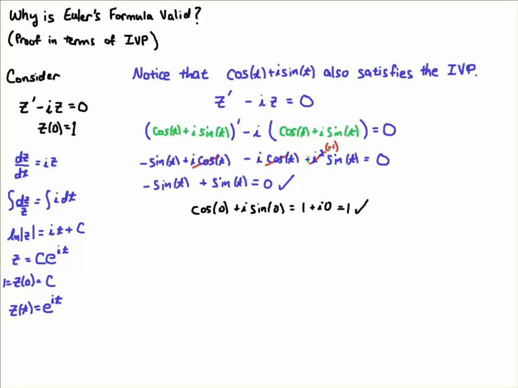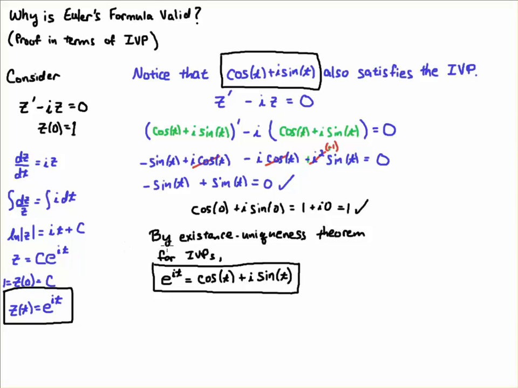And by the uniqueness theorem for initial value problems, the solution to this IVP must be unique. That means that what I have boxed in here, this proposed solution, must equal the solution we got from separation of variables. So if I put those together, I get that e to the i t is equal to cosine t plus i sine t. All right? Good luck.